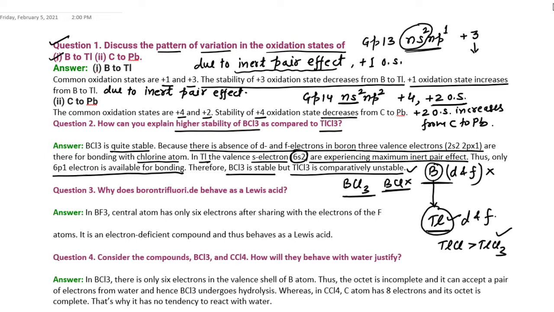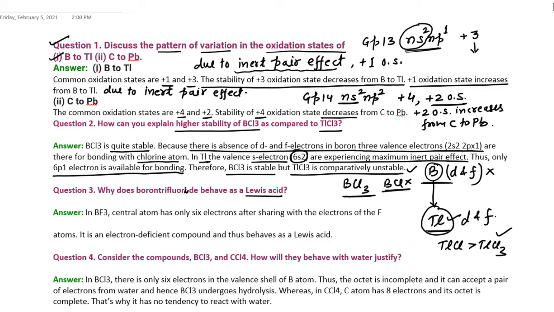Done. Next, why does BF3, boron trifluoride, behave as Lewis acid? What is Lewis acid? The Lewis acid is the one which can gain electrons. So that means that compound should be electron deficient.